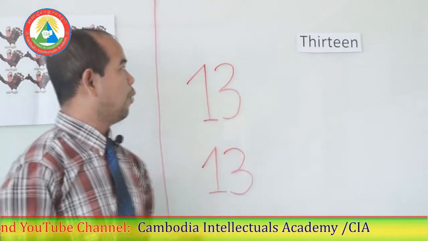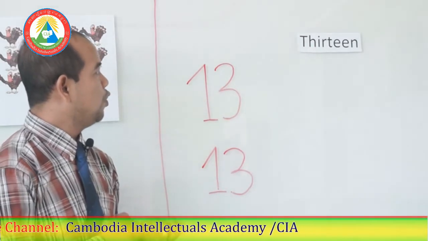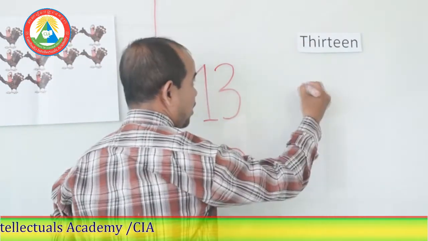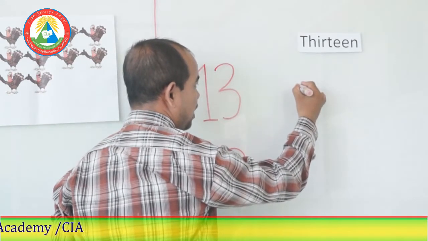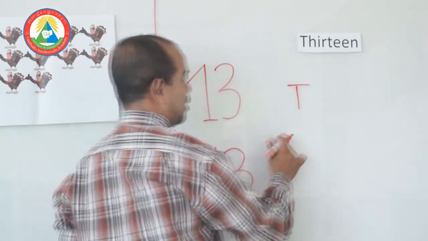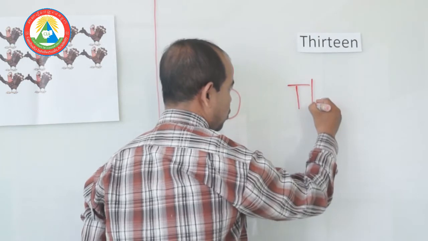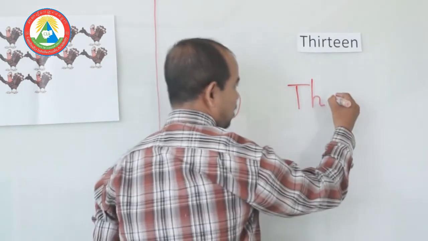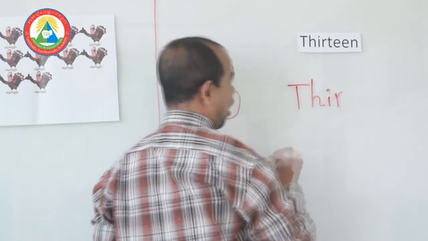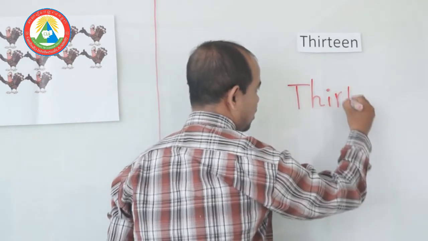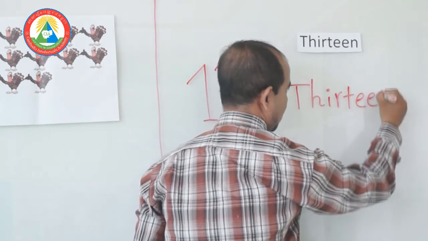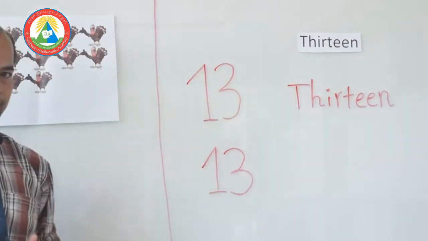So when we write number 13 as a word, we have to begin with the letter T, and the next letter H, and then I, and then R, and then T, E, and N. One more time.